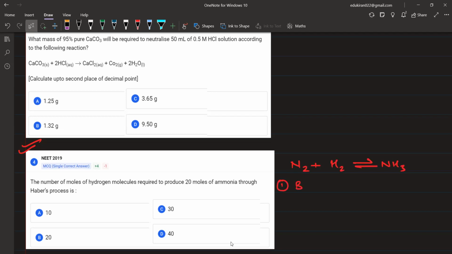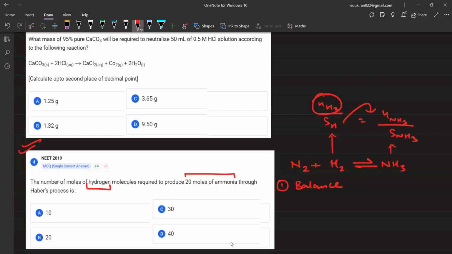First of all, balance this. And then what have you been given? Number of moles of hydrogen required to produce 20 moles of ammonia, right? So the number of moles of NH3 is given. You will divide it by whatever stoichiometric coefficient is present. And after that, the number of moles of H2, which you have to find, divided by its stoichiometric coefficient. These two will be equal: the stoichiometric coefficient of H2 and the stoichiometric coefficient of NH3. The stoichiometric coefficient of hydrogen will go to that side of the equation, and you will get the number of moles of H2. Calculate.